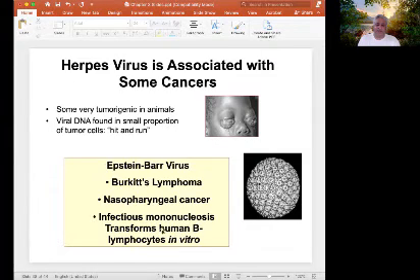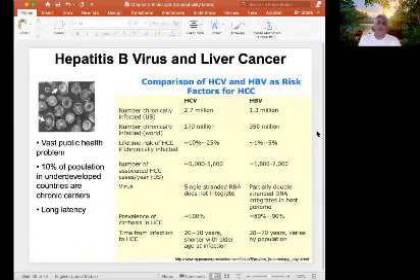So here are some viruses that you may be familiar with: Epstein-Barr virus, Burkitt's lymphoma, et cetera, right? So these are pretty severe infections that can lead to tumor development and even cancers. But let's look at a particular example on the next slide. So hepatitis B virus and hepatitis C virus, right? And liver cancer. So here we can see the hepatitis B virus.